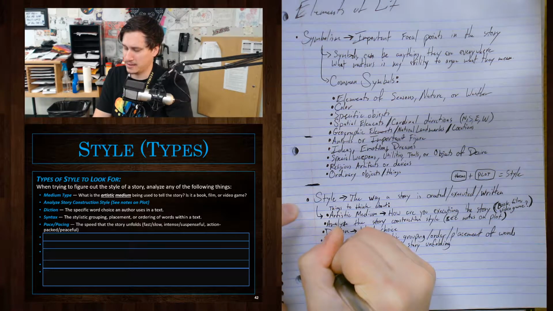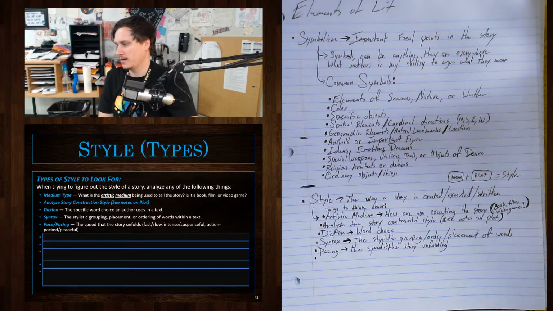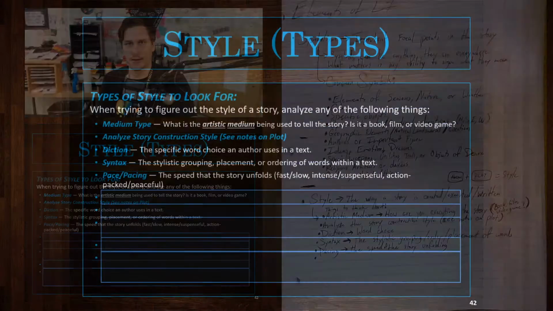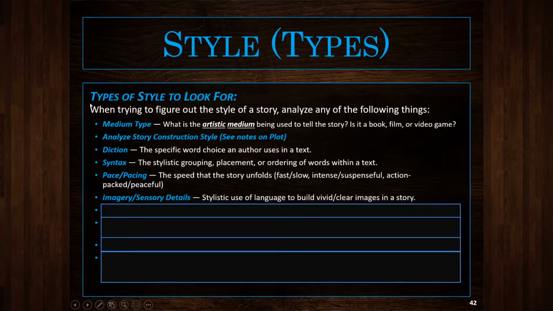I'm going too fast. I need to decrease my pace. Books can definitely have fast pacing, especially if you have action-oriented stories. That is a thing. Next, you have imagery or sensory details.